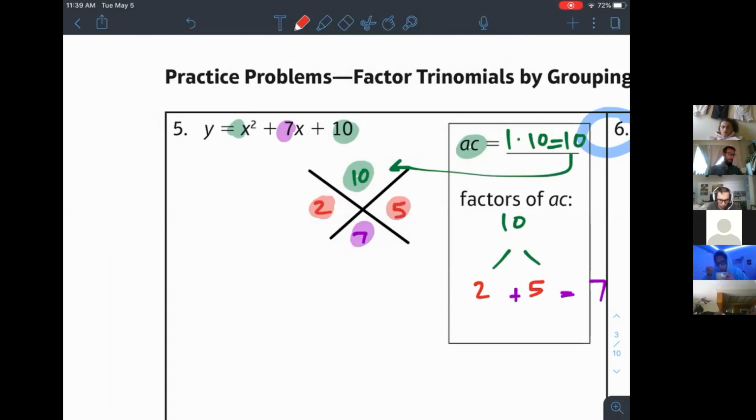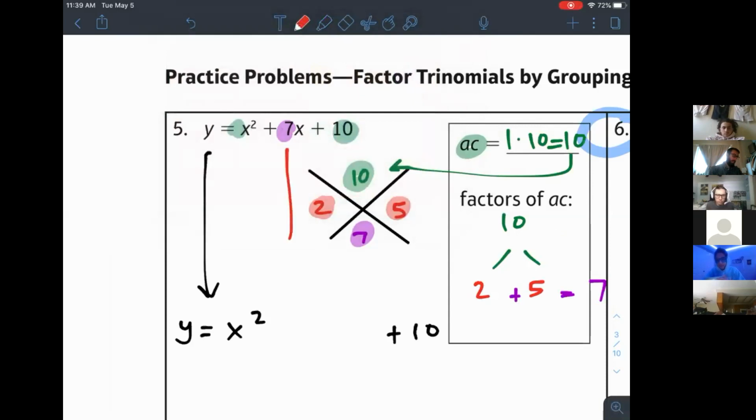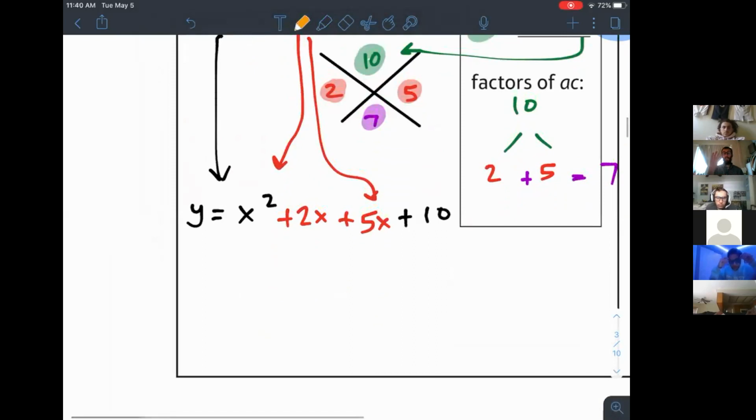Now, what's the whole point of this? It's a great question you might be asking yourself. The whole point is basically to take this polynomial, this 3-term thing, and make it into 4 terms, meaning to expand this 7x into a 2x and a 5x. Trying to keep it red there so we can see where I got those numbers from. Now that we have 4 separate terms, there's no point in combining the like terms because that takes us right back to where we started.